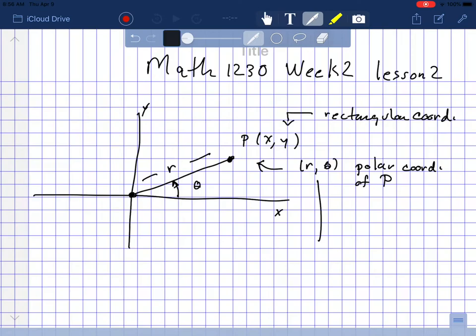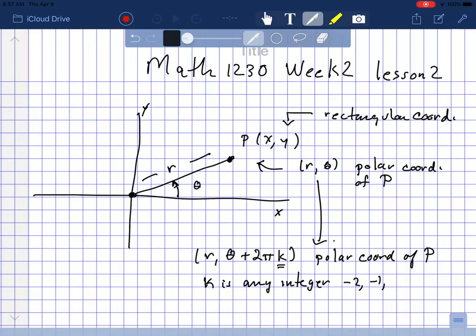Okay, now we saw the last time that there are infinitely many polar coordinate representations of the point P, r comma theta being one of them, but we know that r comma theta plus any multiple of 2 pi is also a polar coordinate representation of the point P. So these are polar coordinates of P, where k, in this case, is any integer. So it can be negative.